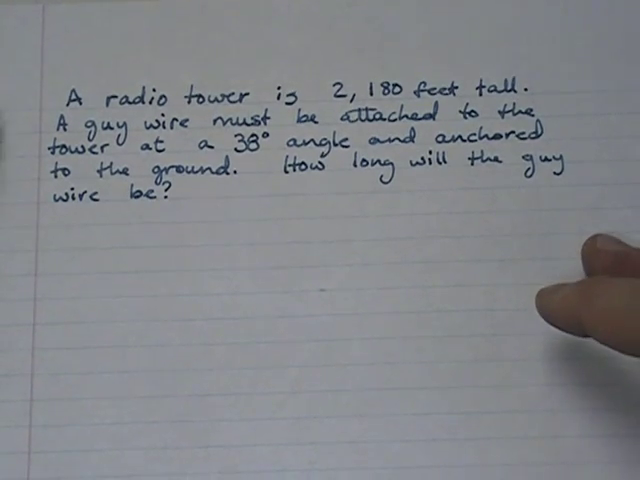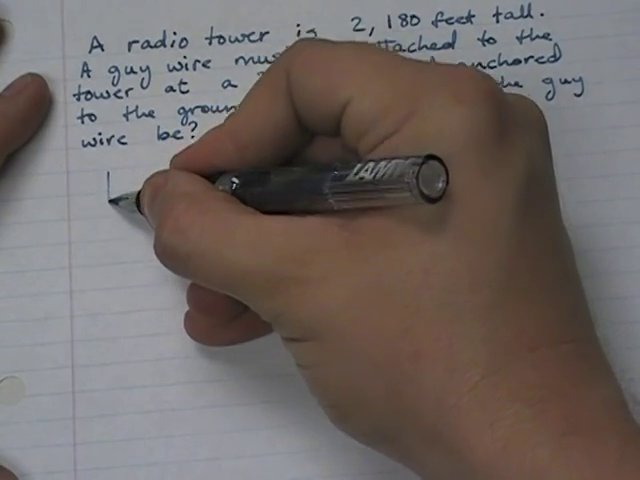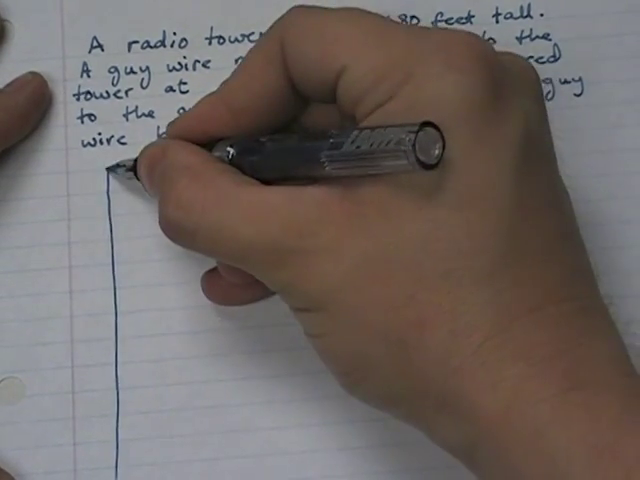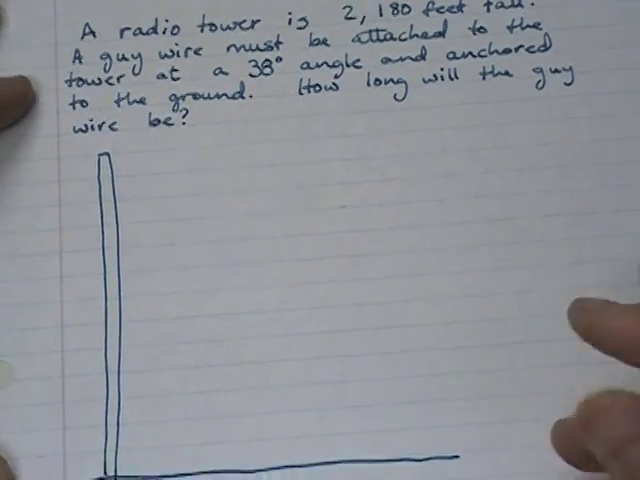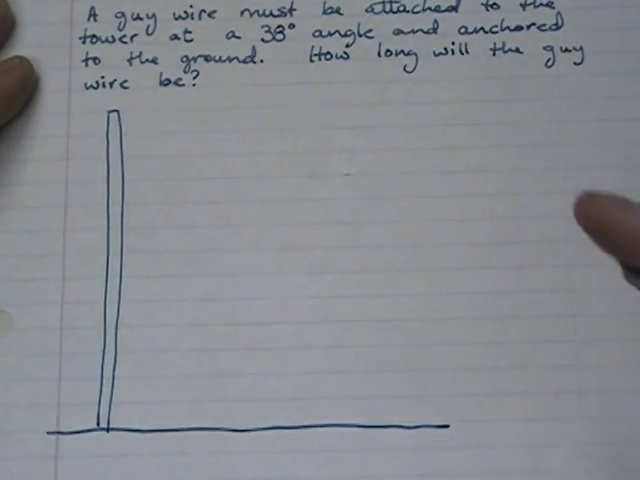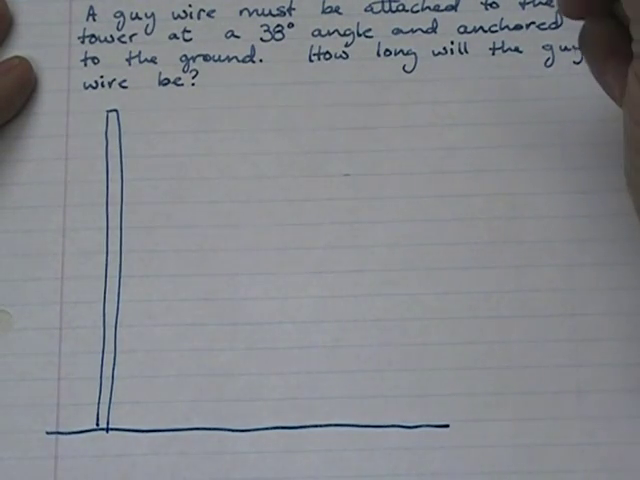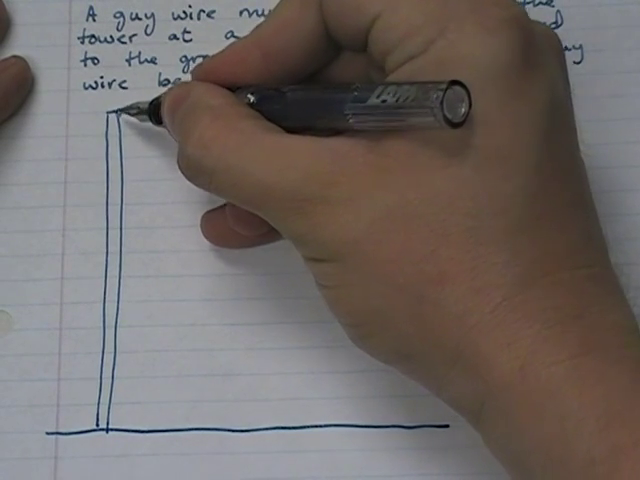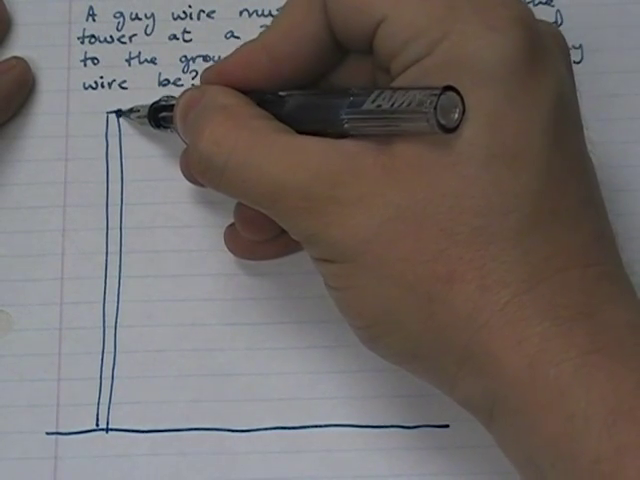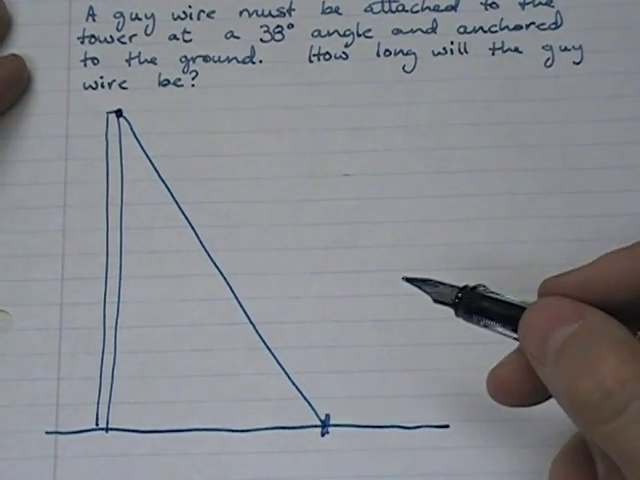So we want to draw a picture with the information we were given. We've got a radio tower. So here's our radio tower, something like that. And there's the ground. Okay. And we're going to attach a guy wire at the top of the tower. And that guy wire is going to come down and anchor into the ground.